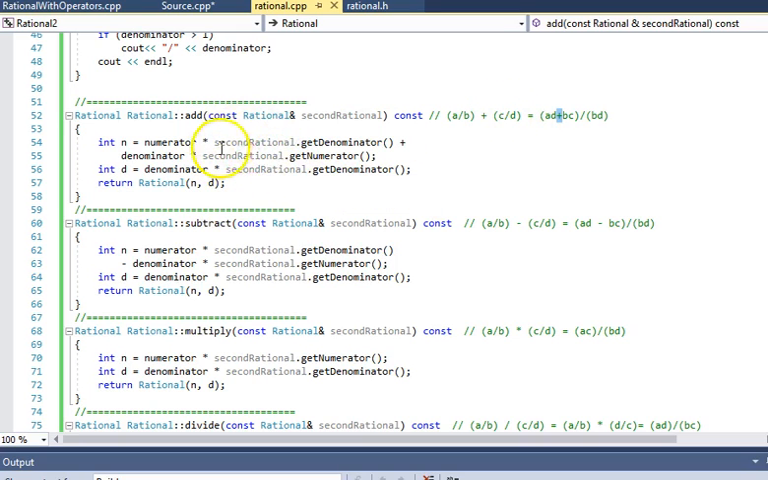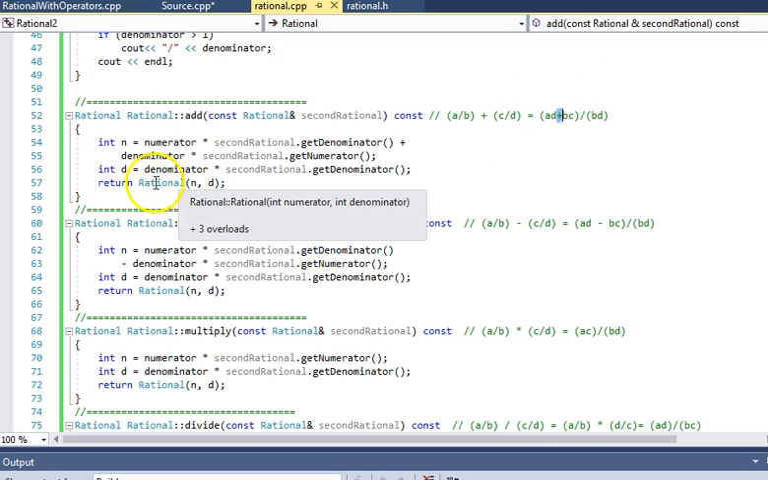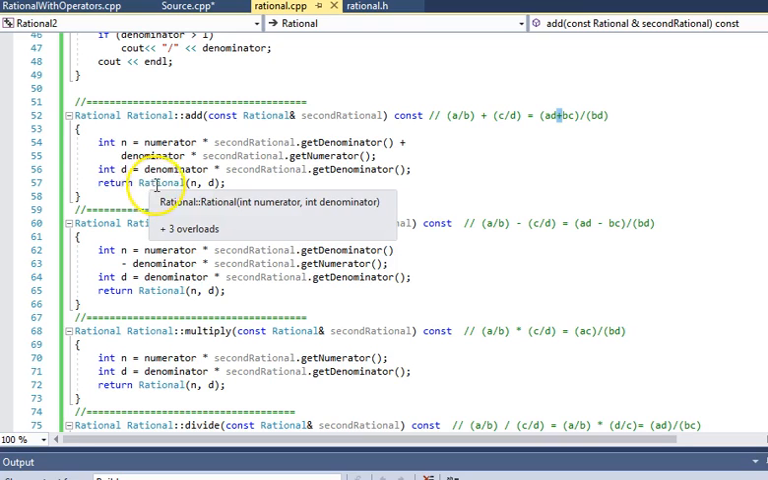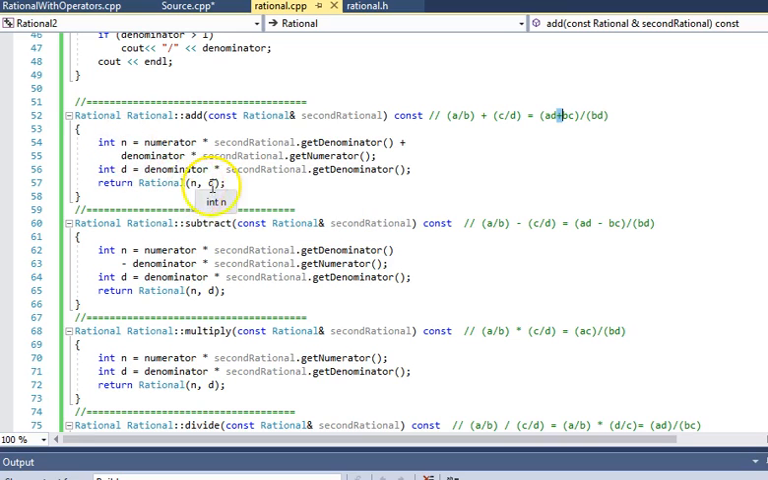Now in this statement, numerator and denominator refer to the numerator and denominator of the implicit object, the object that's making the call. And obviously secondRational.getDenominator is the denominator of the parameter secondRational. Once this expression is computed, as the returned value we create an anonymous rational object, passing the numerator and denominator as parameters to it, and that rational object is returned.